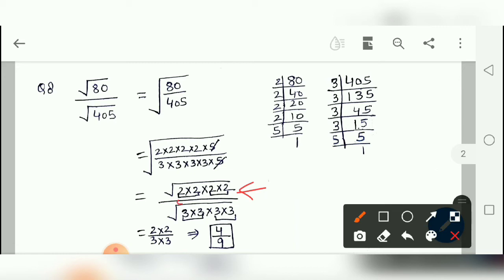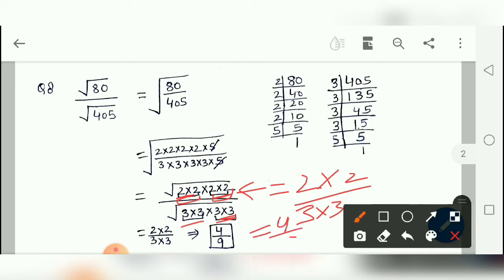Now we can see there are pairs, 2 into 2, 2 into 2, one pair each. When we remove this under root, one 2 will come out from this pair, another 2 will come out from this pair, so 2 into 2. Likewise in the denominator, 3 into 3, when the under root sign is removed, only a single 3 will come out, and from these two factors only a single number will come out. So this will be equal to 4 by 9, and this is the answer of this question.